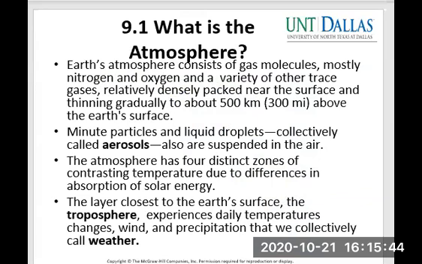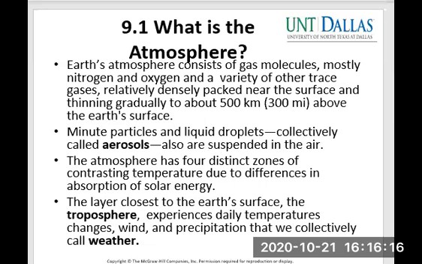Let's start with the atmosphere, what atmosphere means. We know that clean dry air is 78% nitrogen and almost 21% oxygen, with the remaining 1% composed of argon, carbon dioxide, and a variety of other gases. Water vapor, that's water in the gaseous form, varies from about 0 to 4%, depending on the air temperature and available moisture.